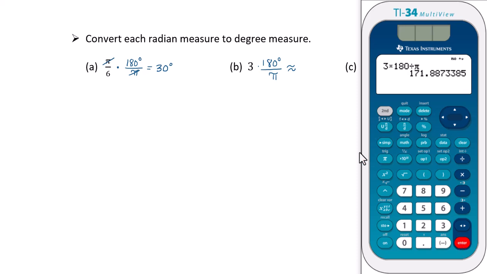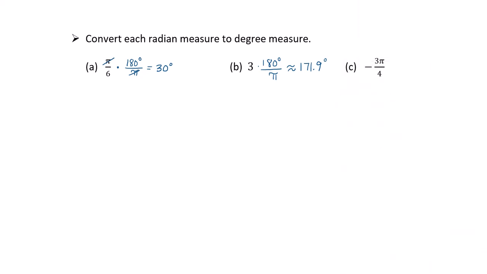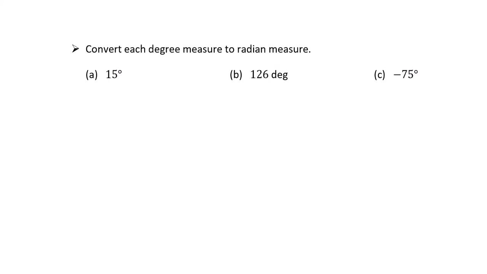And I get approximately 171.9. Remember to put your degree symbol to signify that that is a degree measurement. Here I have negative 3 pi over 4. With the same procedure, I'm going to multiply by 180 degrees over pi. When I put that into the calculator, or you can do this one by hand, you'll get a negative 135 degrees.